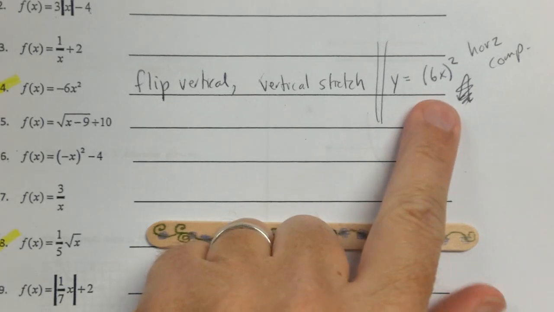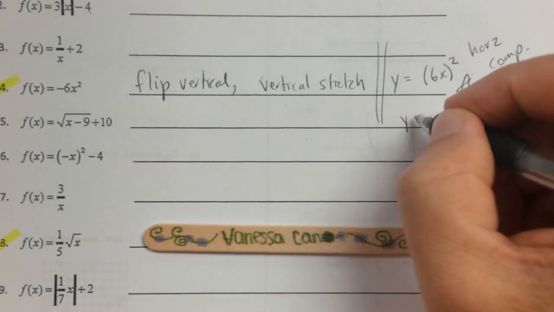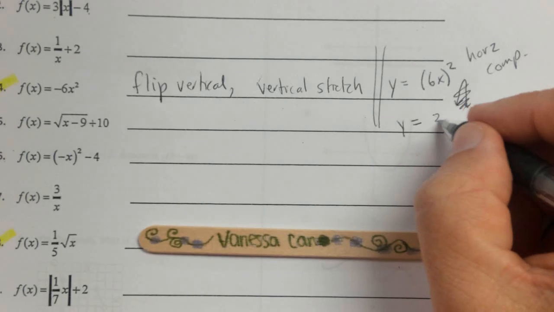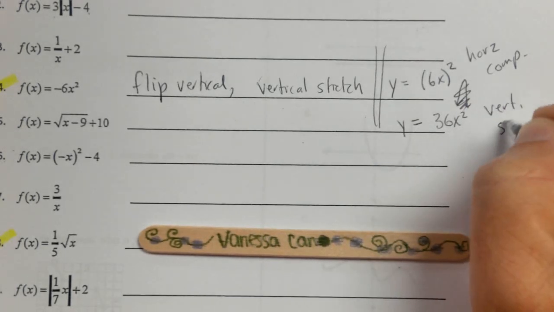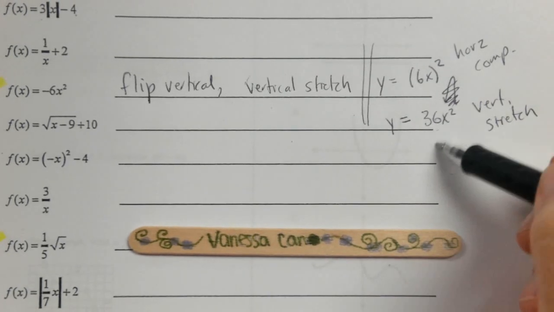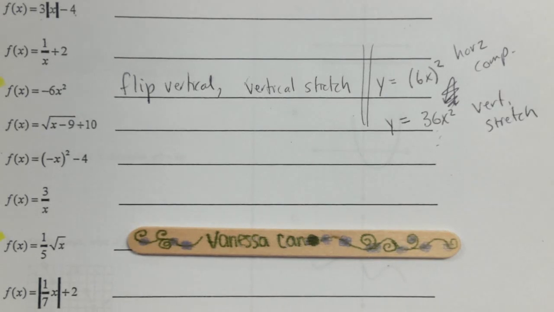And you could see that on this one, because you could do the math here. If you squared that out, that should be the same thing as 36x squared, which now looks like a vertical stretch. Those graphs should be the same. Those graphs are the same. One just looks like a horizontal compression change. The other looks like a vertical stretch change. But those are kind of the same thing.